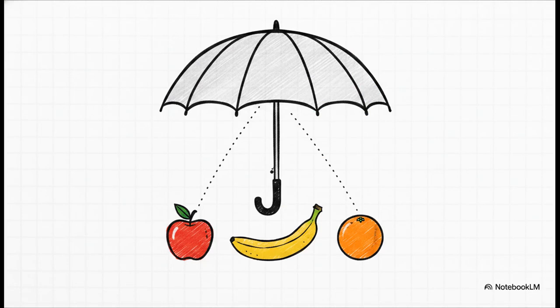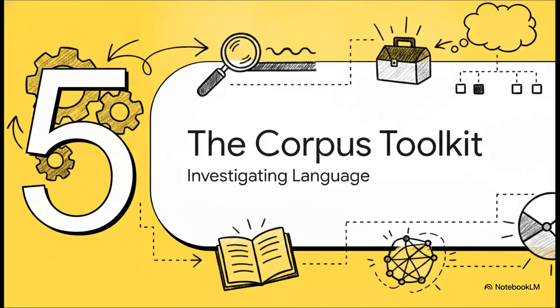Our broad category, the umbrella term, is fruit. Nestled perfectly underneath that broad word are the specific words apple, banana, and orange. They all belong to that larger concept. Understanding this hierarchy just helps us see the hidden architecture of the vocabulary we use every single day. Which brings us to our final stop, Section 5, the Corpus Toolkit, where we'll look at strategies for investigating language.